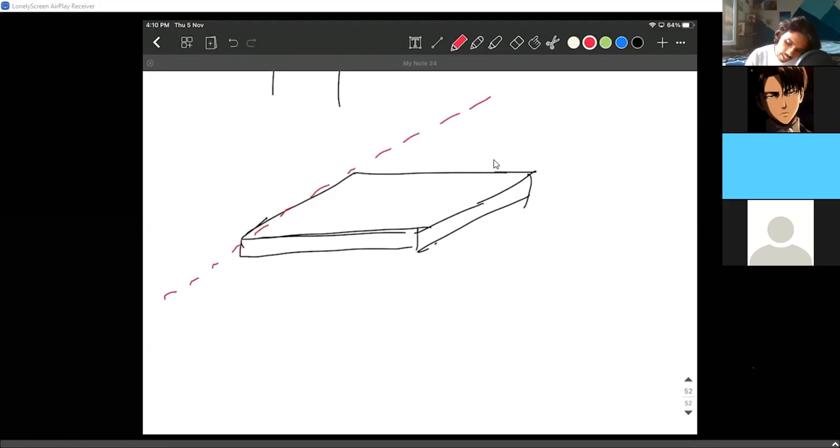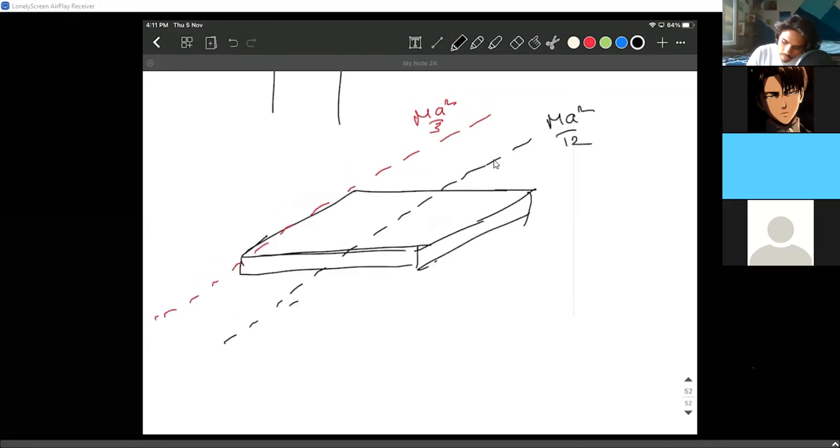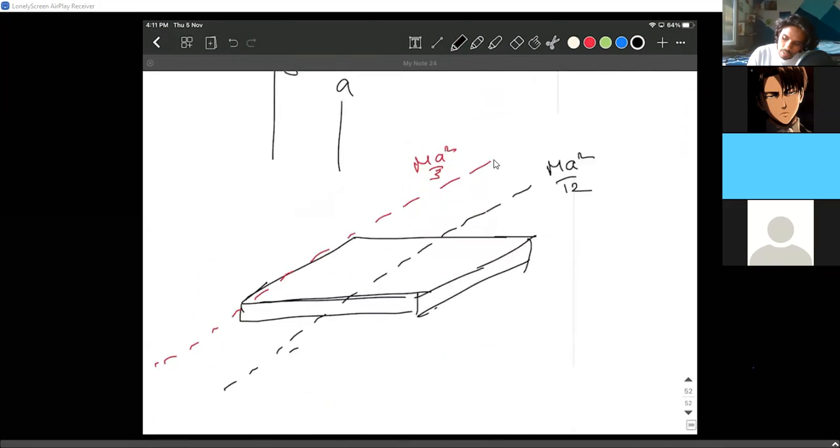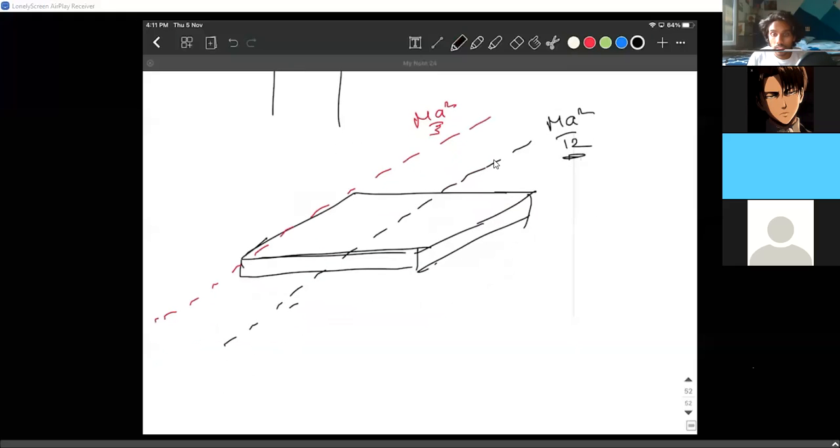We started with this axis. About that axis, we got it as ma square by 3. I did a parallel axis theorem, finding this value as ma square by 12. Is that what we got? It is nothing but, yeah, ma square by 12. Sir, I tried directly with COM only and I got the same value, sir.